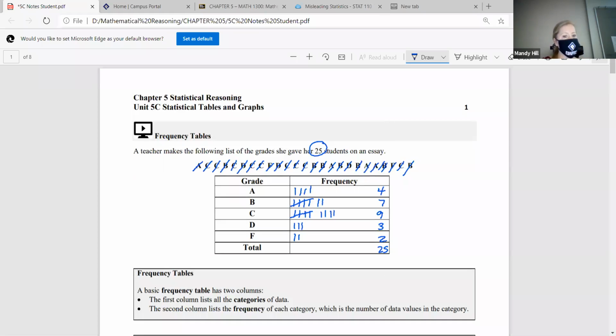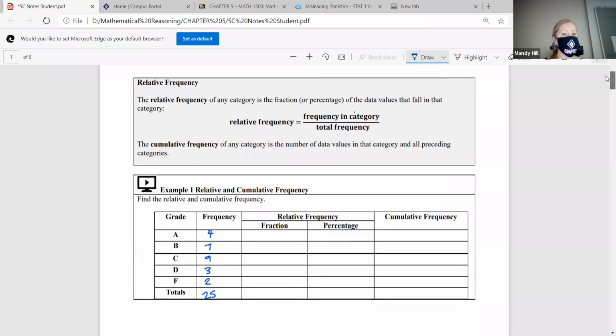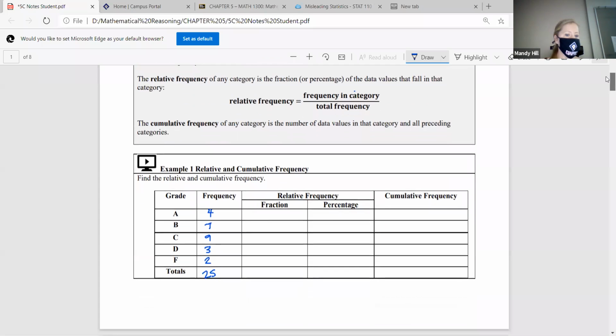When we were doing 5C, the first thing that we did was we went through here and the teacher gave out these grades. And we tallied those up. We put them in which category they were, if they were an A, a B, or a C. Okay, and we counted, made sure that we actually had 25, added them up. Then we were asked to do our relative frequency, which is a little bit different.